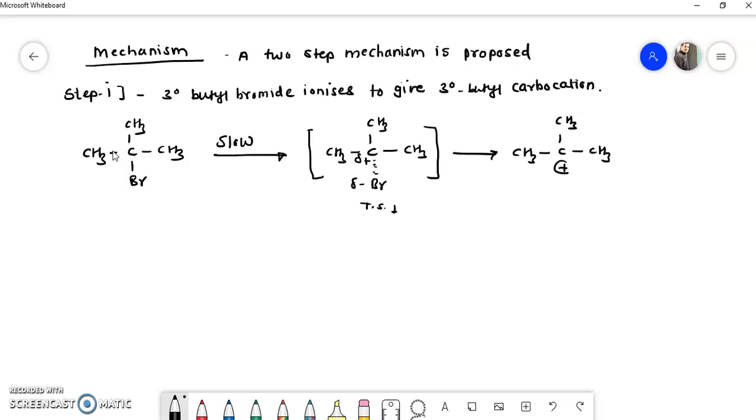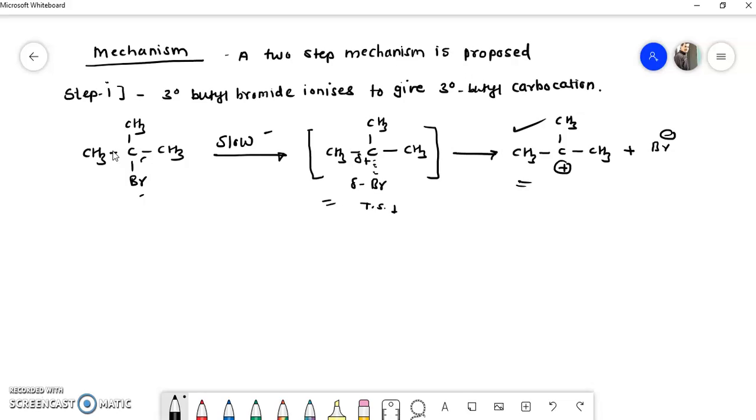Okay, so here is a positive charge plus bromide. So this is the first step. So what happened in the first step? In the first step, tertiary butyl bromide ionizes to give tertiary butyl carbocation, through the formation of transition state 1. This step involves the breakage of this carbon and bromine bond, which requires energy. Hence, this is a slow step, and the carbocation intermediate is generated.